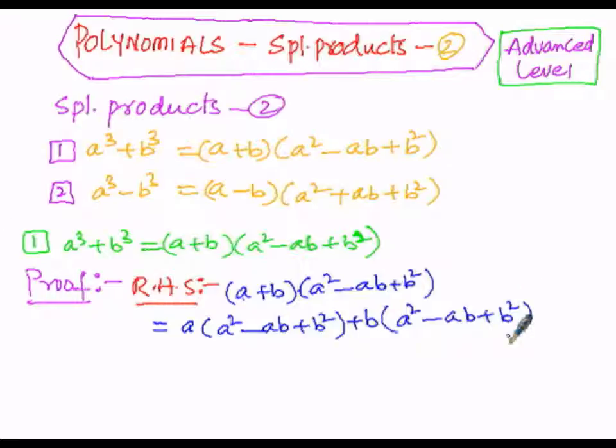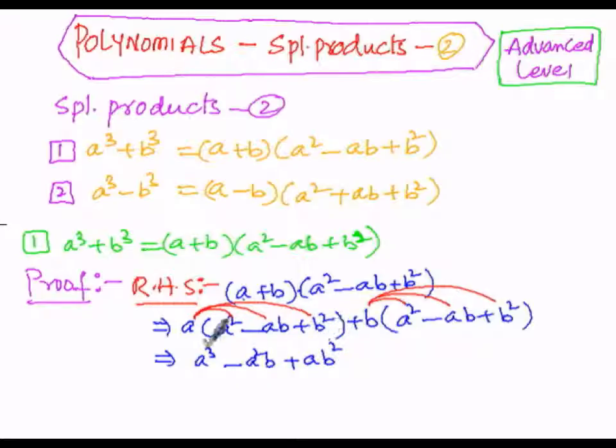Now multiplying individually, a must be multiplied with a square, then with ab, then with b square. Similarly b with a square, b with ab and later with b square. The next logical step: a into a square is a cube, because here the exponent is 2 and here the exponent is 1. When we multiply, the bases are equal, so the exponents are added, 1 plus 2 is 3. Similarly, a into ab is a square b, and a into b square is ab square.